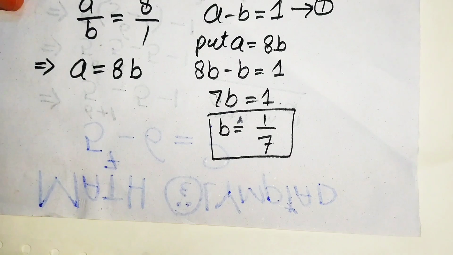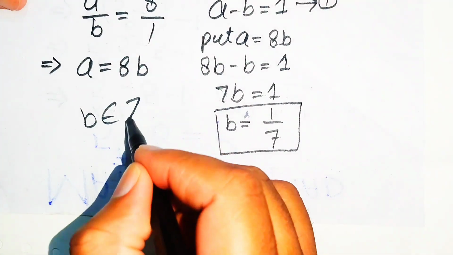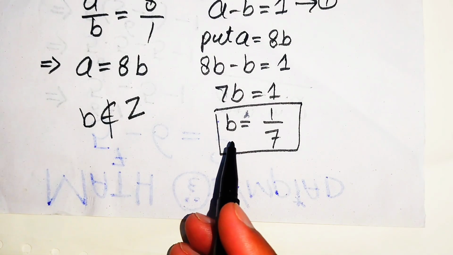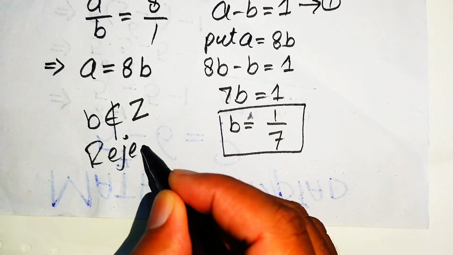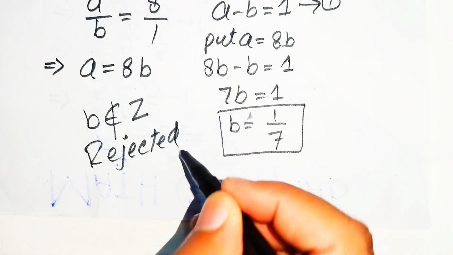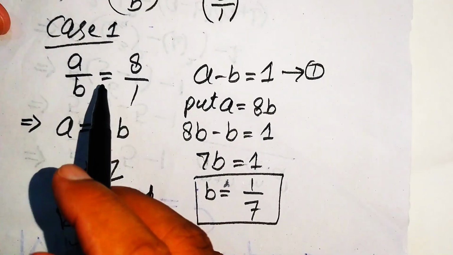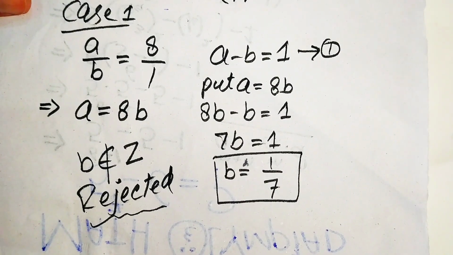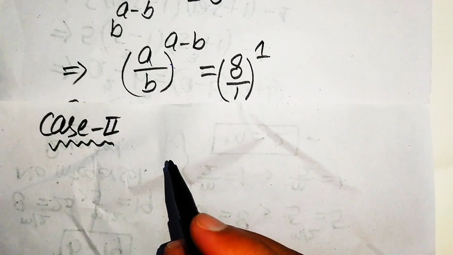But you see here b equals to 1 over 7 is not an integer. Here you see that b does not belong to Z. If b is not an integer, we reject this case, because in this problem we just solve for integer solutions. So now our first case is rejected, and we move towards our second case, and we find or check the values of a and b.